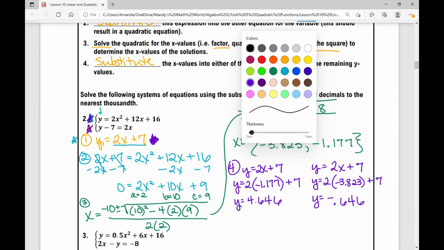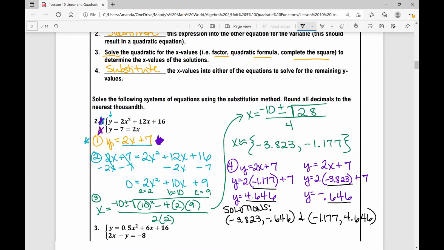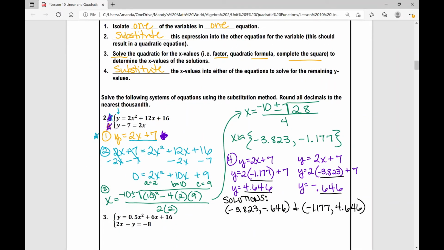So let's write our solutions as ordered pairs. I'll do this one first, right there. So I've got -3.823 comma -0.646. That's one solution. And let's do this other one, -1.177 and 4.646. That is the other solution. So that is how you could find the solution to the system of equations algebraically.